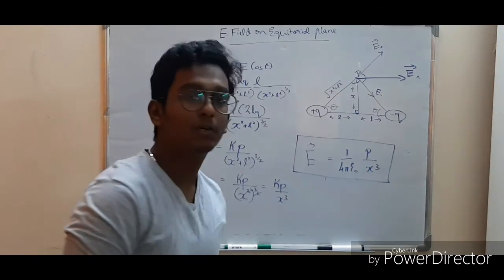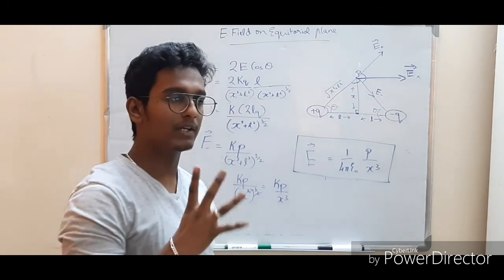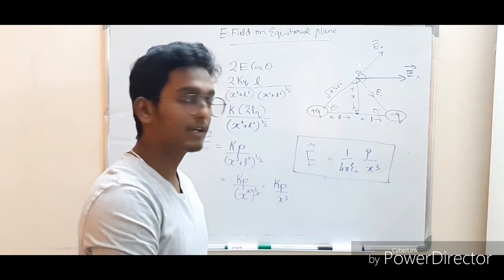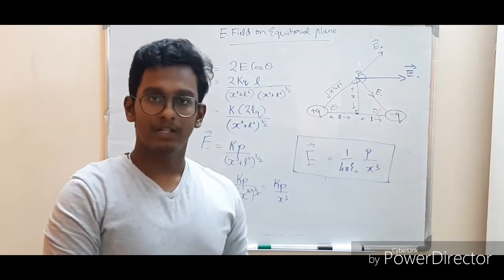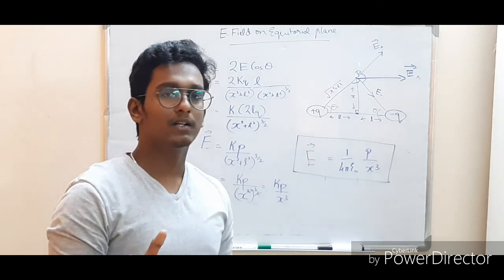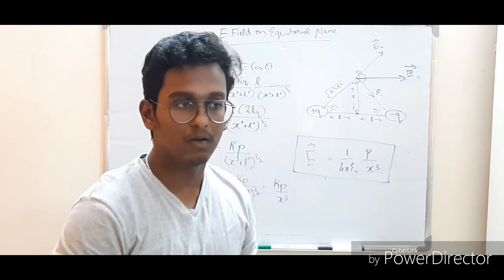After this, we'll have to look at how the electric dipole would behave in a uniform electric field. And then we'll be done with electric dipoles, and there's a last part in this chapter which is known as the Gauss law, Gauss theorem.